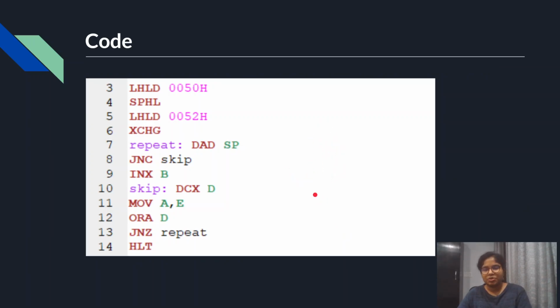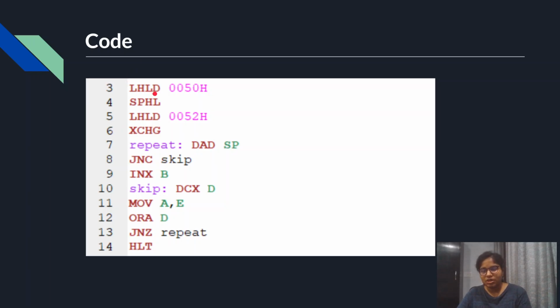This is the snapshot of the code as written in the GNU simulator. The reason I chose to take a snapshot is so that you can see the different colors that the different types of texts are written in. So let's understand all the commands that we have used.